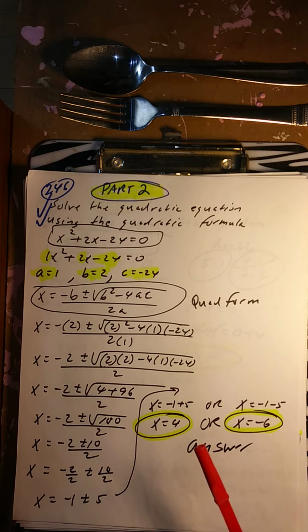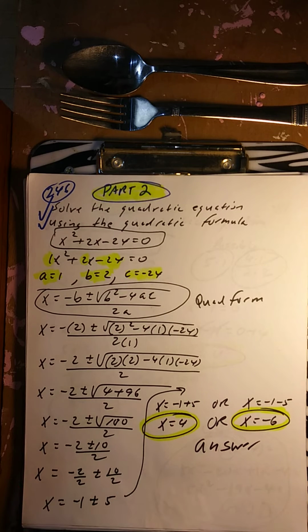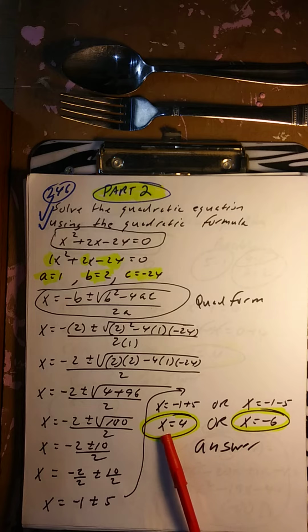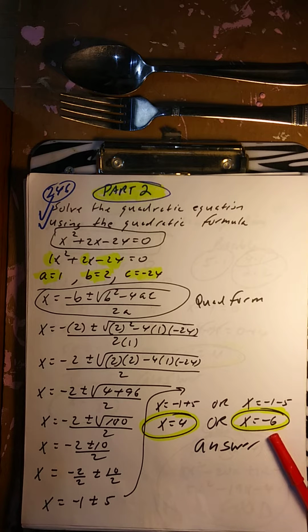Divide, divide. So we have negative 1 plus or minus 5. So we have negative 1 plus 5, or we have negative 1 minus 5. So that's going to give you what? 4. Or that's going to give you what? A negative 6. Same as before.